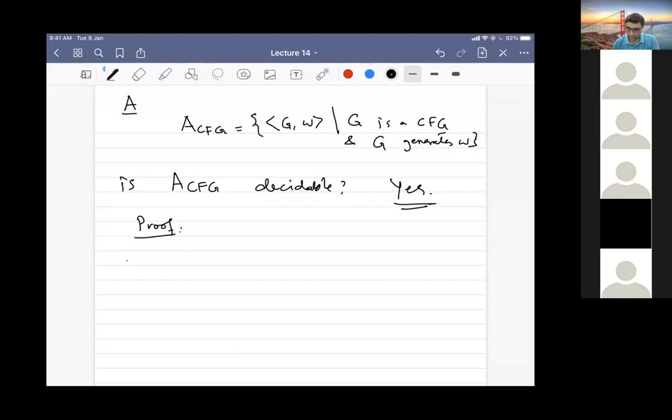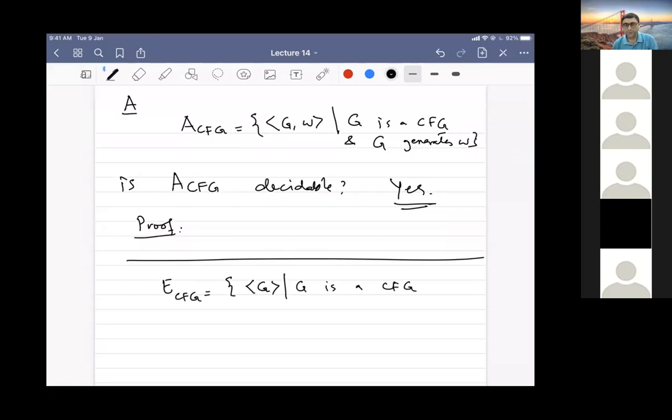Similarly, there's another language which again we will not go into detail, which is the E_CFG. E_CFG is that given an encoding for some grammar G, where G is a CFG, we need to figure out if L of G is empty. So this is a little bit involved. We will not try to prove why it is the case, but this is decidable.